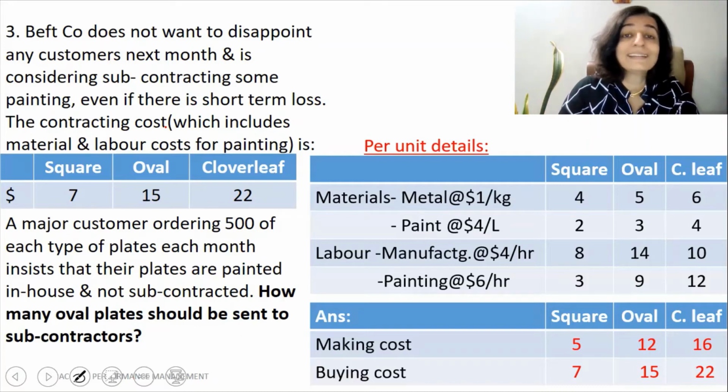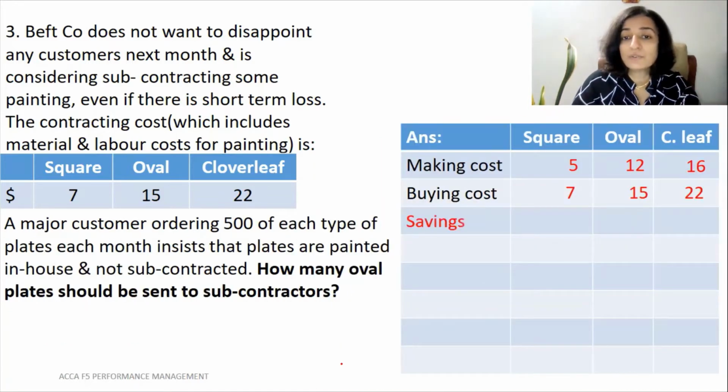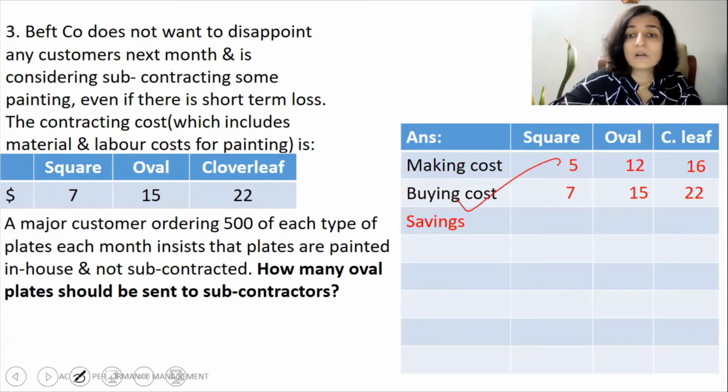Now, what do we calculate? We have to calculate the savings. So I'll just copy the answer into the next slide. The next thing that you have to do is calculate savings. Savings is buying cost minus making cost. So for square, it is 7 minus 5 or $2. For oval, it is 15 minus 12 or $3. And for clover leaf, it is 22 minus 16 or $6.